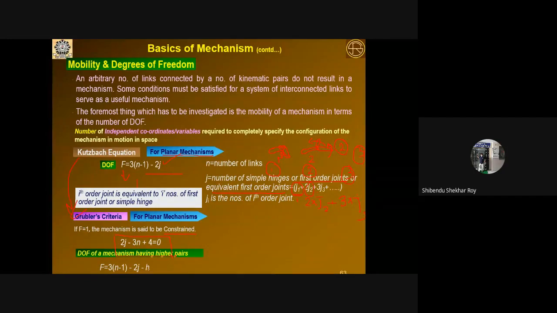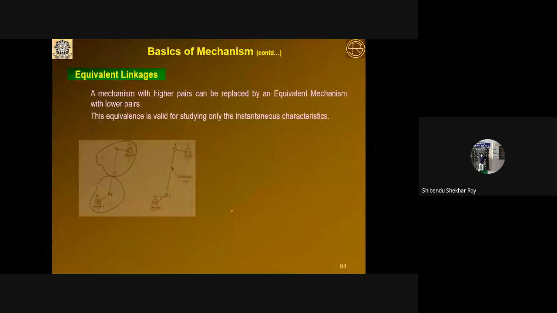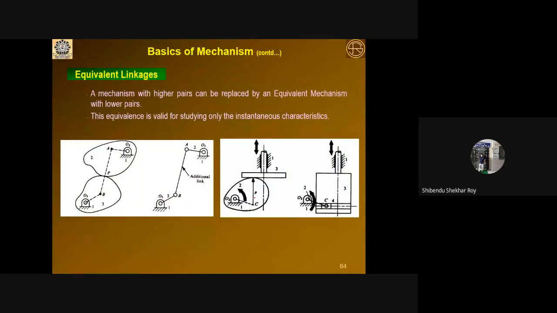The Kutzbach equation has been modified into this. The first part remains the same, 3 times (n minus 1) minus 2j minus h, where h is the number of higher pairs. Now, as you know, you have seen this example of a higher pair. One higher pair is equivalent to two lower pairs. So because of this one higher pair, there are two lower pairs.